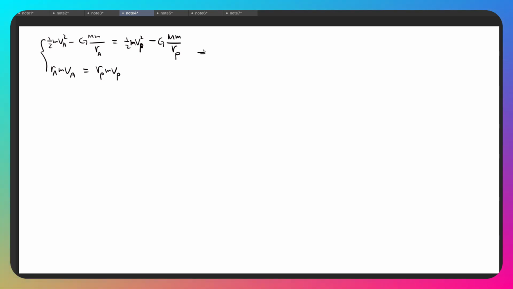So first, let's simplify this first equation. Let's get rid of little m. And from the second equation, I also cancel the m, and then I also represent VA in terms of RP over RA times VP, in terms of VP. And then I will plug in this equation.